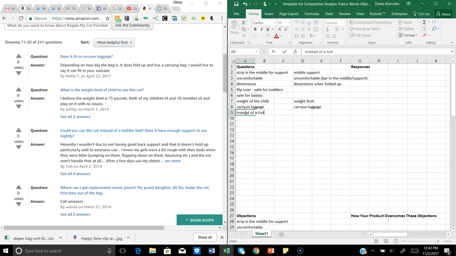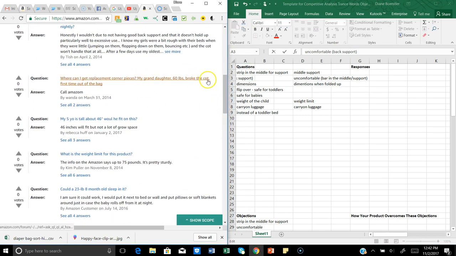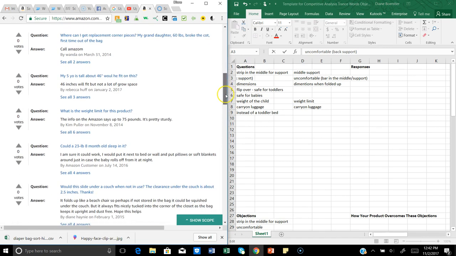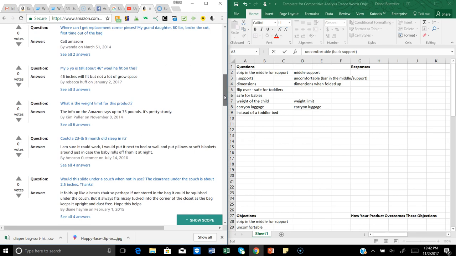Instead of a toddler bed, right? And there's someone again saying not good back support. So this is about back support, uncomfortable back support. So you just go through these questions, right? And you go through a whole bunch of questions, as many as you can get your hands on. It's time consuming, yes. But if you really want to hit those hot buttons in your customer's brain, you really need to know this stuff. Where can I get replacement corner pieces?